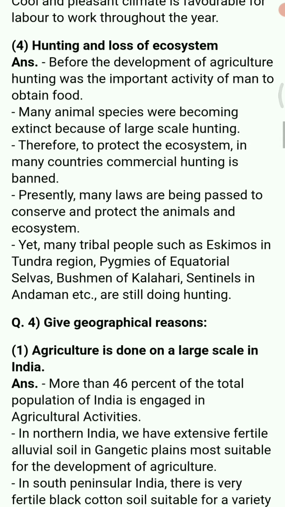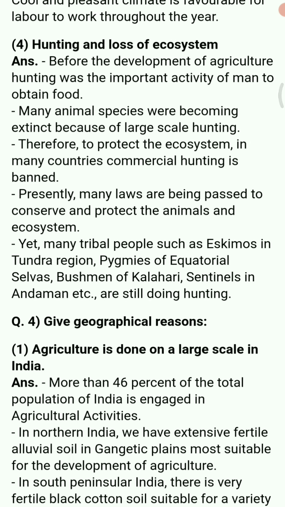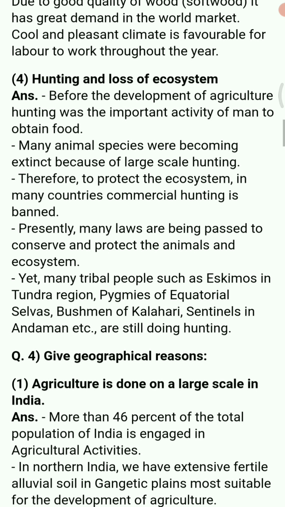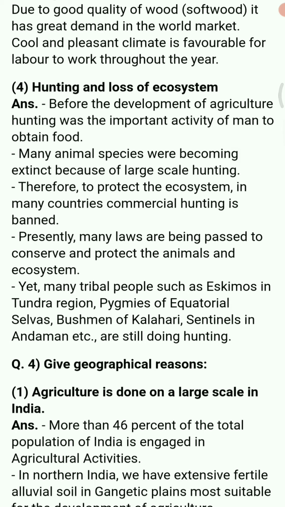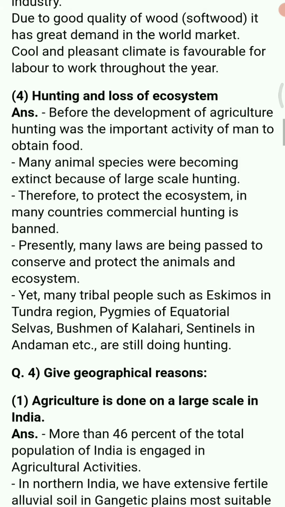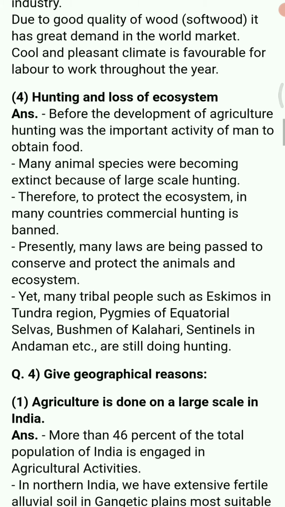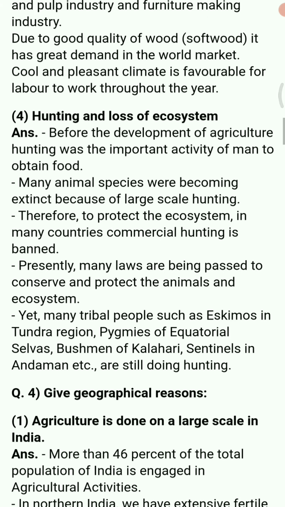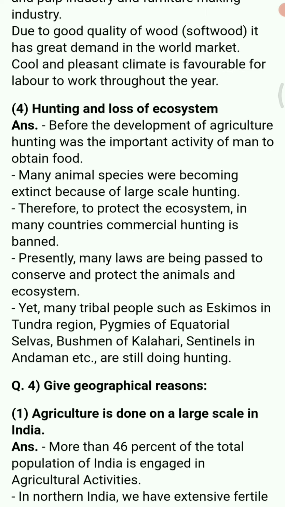Next short note is about hunting and loss of ecosystem. So the hunting is carried out in a large amount of area. We all know that in an ecosystem, for each and every plant and animal, there is a cycle, there is a dependency. If there is hunting in large amount, definitely it is going to disturb the life cycle of the ecosystem. So because of that, in various places or various countries, commercial hunting is totally banned, because the humans as well as the animals and the plants, all of them are dependent on each other.